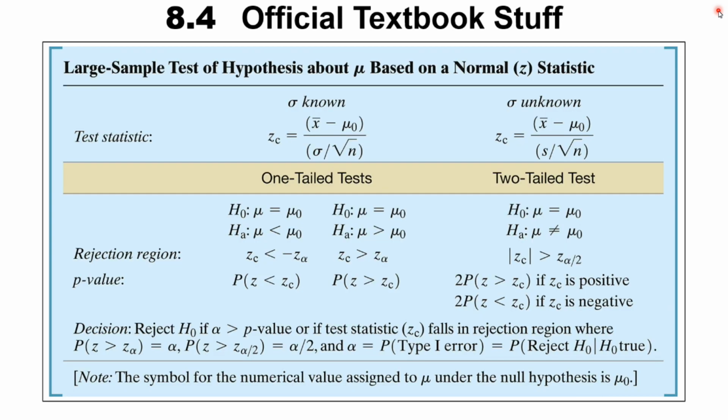This is the template, the recipe for a large sample test of hypothesis about mu based on a normal z statistic. So why do we say here based on a normal z statistic? Well, the reason is because x bar, the statistic we use to make an inference about mu, follows a normal distribution as long as the sample size is large. If the sample size is large, then we can analyze the distribution of x bar. We can predict its behavior using the normal distribution. And the reason why, again, is because of the central limit theorem.